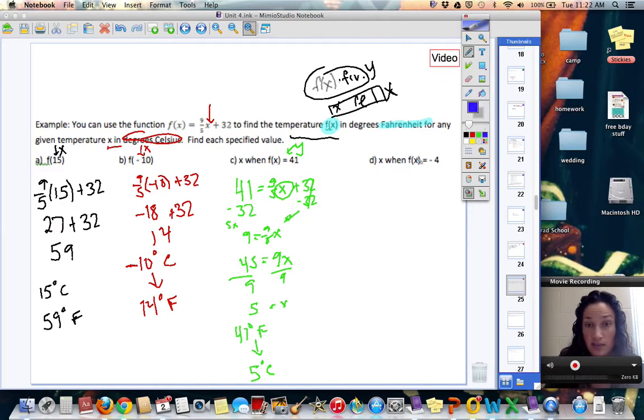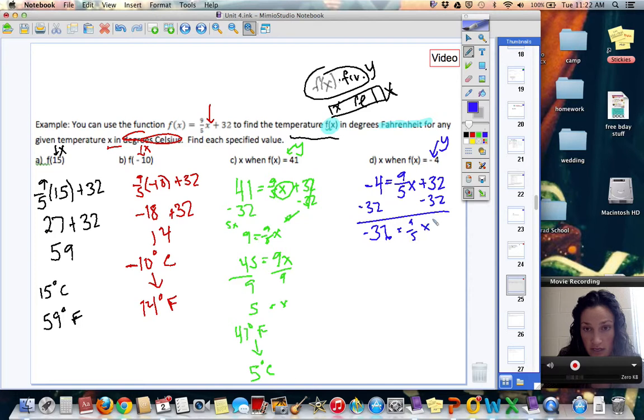And the last one, same thing. They're giving me a y value. So my y value is negative 4, and that equals the function, 9 over 5x plus 32. Again, solve for x. Subtract 32 from both sides. Negative 36 equals 9 over 5x. Multiply by 5. The 5s cancel, leaving 9x on this side. This would be negative 180 divided by 9, which is negative 20. So when something is negative 4 degrees Fahrenheit, if I convert it, I get negative 20 degrees Celsius.